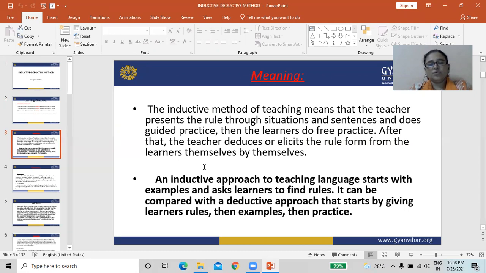An inductive approach to teaching language starts with examples and asks learners to find rules. It can be compared with a deductive approach that starts by giving learners rules, then examples, then practice.